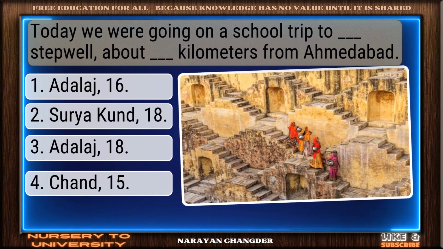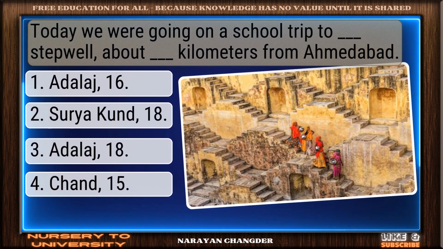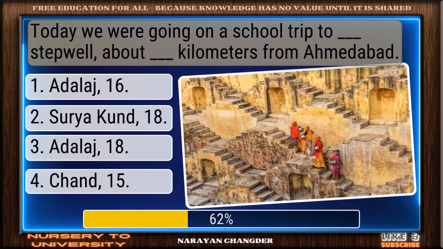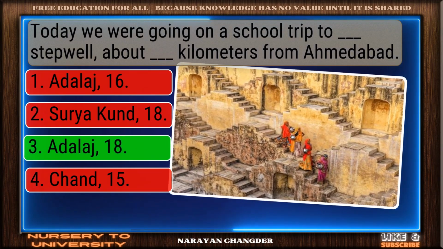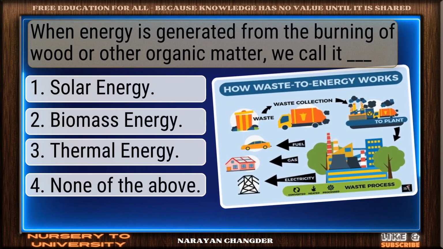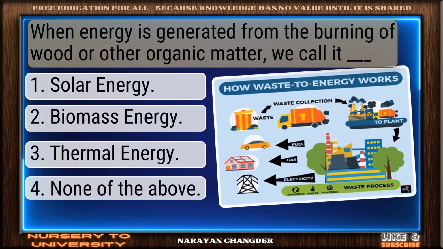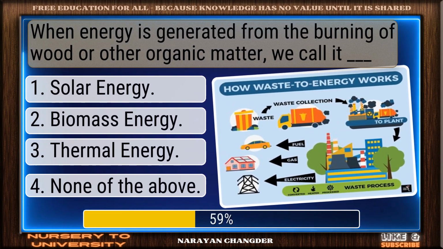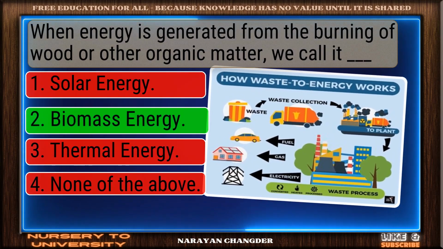Today, we were going on a school trip to dash Stepwell, about dash kilometers from Ahmedabad. Smart pick. Adalaj, 18 is the correct choice. When energy is generated from the burning of wood or other organic matter, we call it dash. Good thinking. Biomass energy is the right answer.